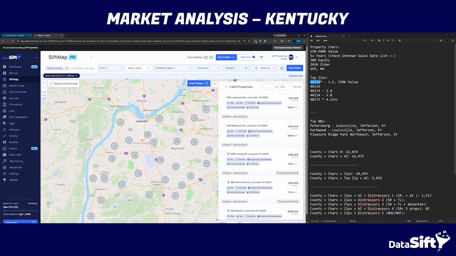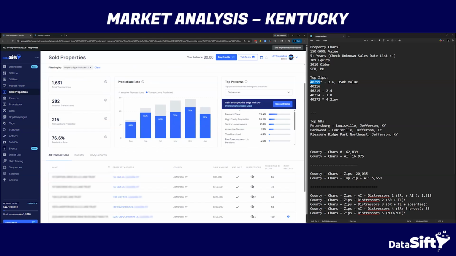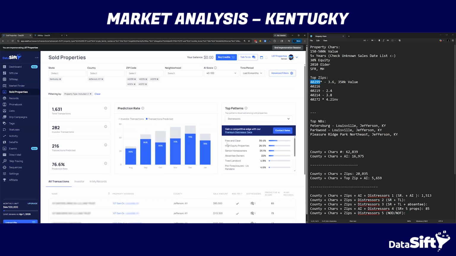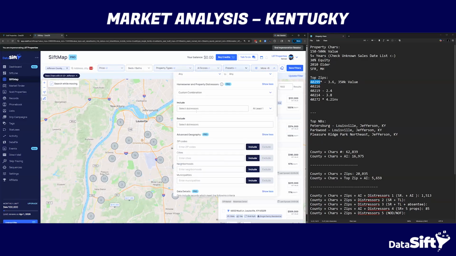So what we can do now, using sold properties, is adjust some of our criteria if we need to. We can look at our distressor patterns. For the most part, senior owners is great. And it looks like pre-foreclosures, list pendants, is a pretty high percentage for you in low income. So what I might want to do is create a system-wide, even without adding the AI score to the equation, a county-wide list just for list pendants.